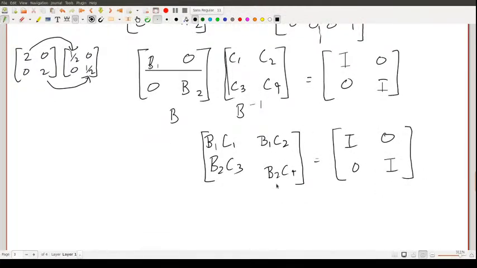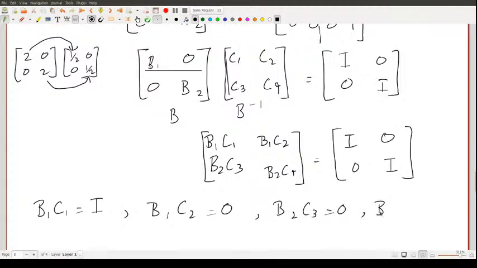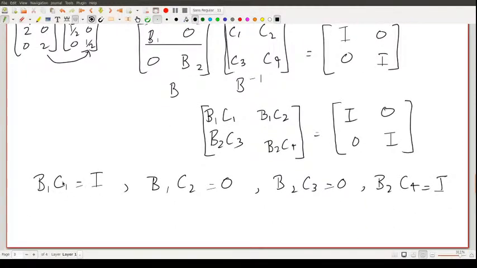Okay, so I have 4 equations to solve. Let's compare the 4 entries. The first one is telling me B1 C1 is identity, B1 C2 is 0, B2 C3 is 0, and B2 C4 is identity. So the first equation is just telling me that C1 is the inverse of B1, right? Because if 2 matrices are being multiplied and giving you the identity matrix, C1 is just B1 inverse. And so the last equation is telling me that C4 is just B2 inverse. The middle 2 equations are actually telling me something nicer.